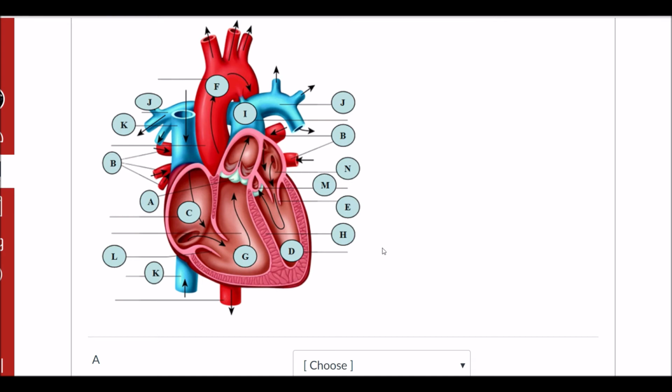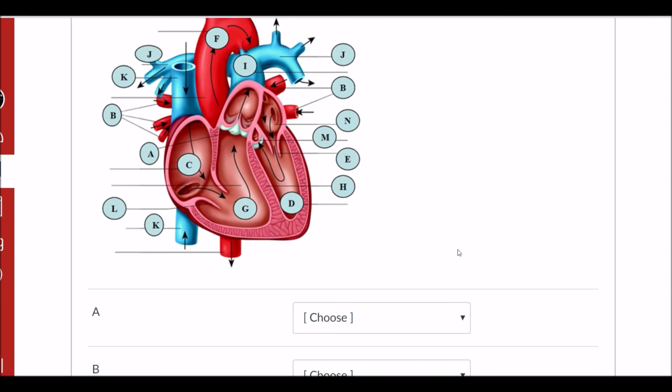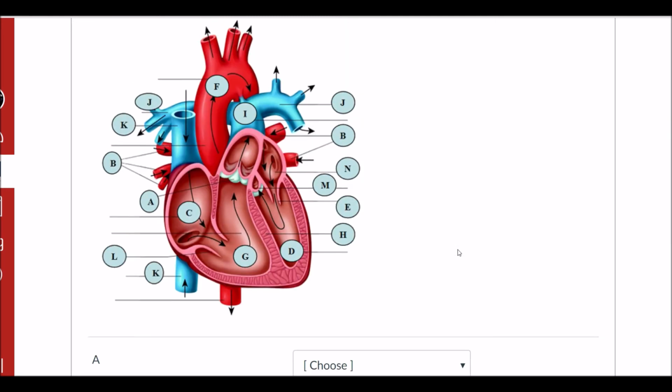So N would be the pulmonary one? N is the chamber, right atrium. Yeah, N is right atrium. L, M. I thought C was right. Yeah, C is right. I'm sorry, this is left atrium. N is left atrium. C is right atrium, N is left atrium.